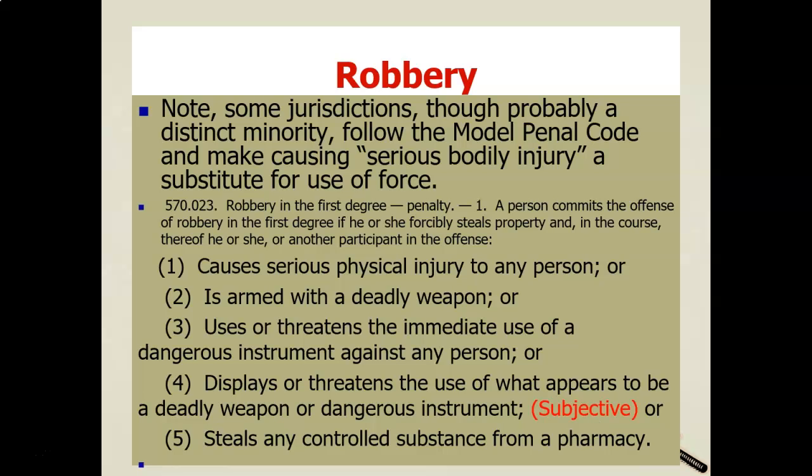Obviously, a gun or a knife could be a dangerous instrument. Well, what about somebody picks up a brick and says, I will hit you with this? In a lot of cases, that could be considered a dangerous instrument. Or steals any controlled substance from a pharmacy. This, addendum 5, may not always be in a statute, depending on, again, where you live and what jurisdiction you're working in.